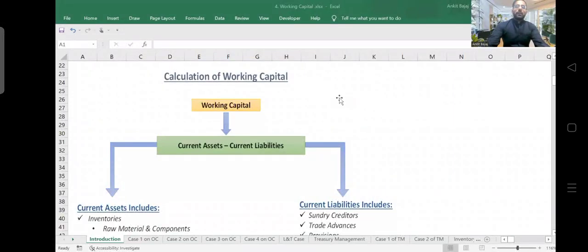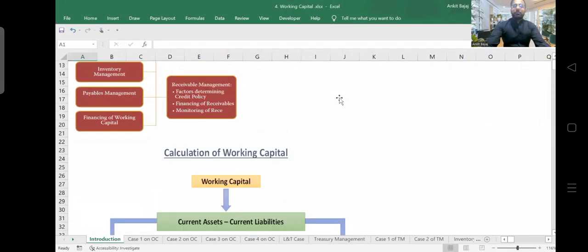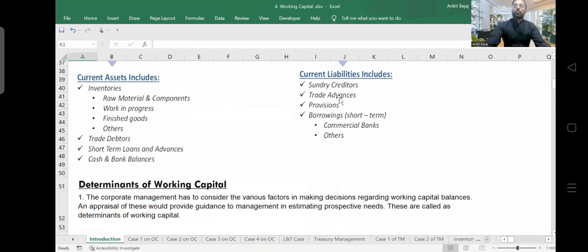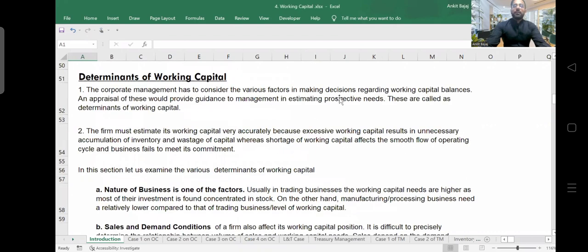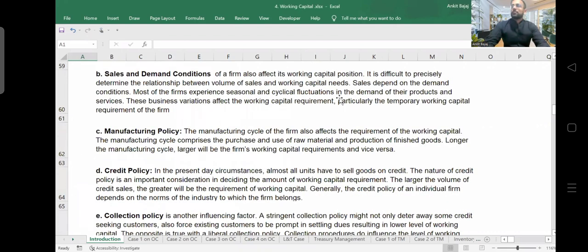So, in our previous lecture, we discussed working capital. We saw what working capital actually is, and we discussed its importance. Working capital is one of the most important components of a business. If you are able to manage your working capital properly, your business won't face any problem in the coming years or in the future.